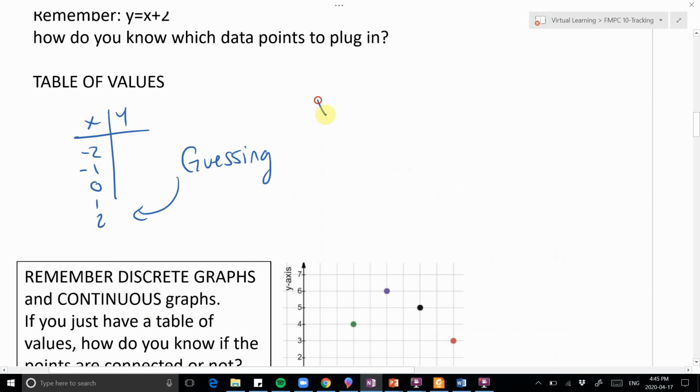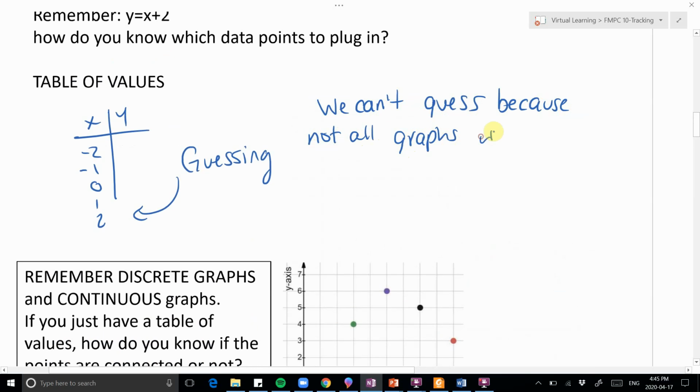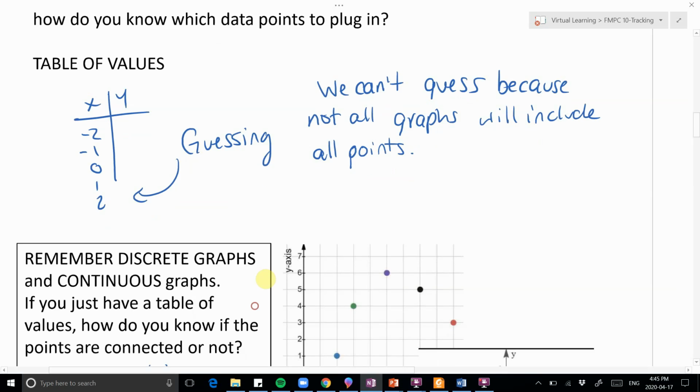We can't guess, because not all graphs will include all points. Right? If you're in a plane crash, you can only go to the ground. You can't go into the negative numbers, and that's an important thing to know about.